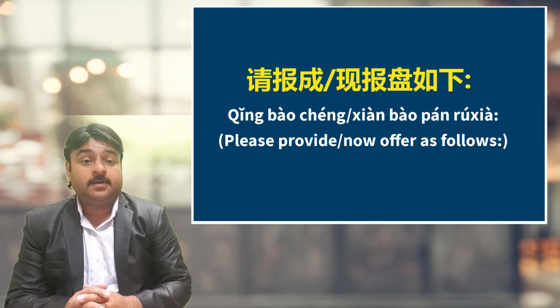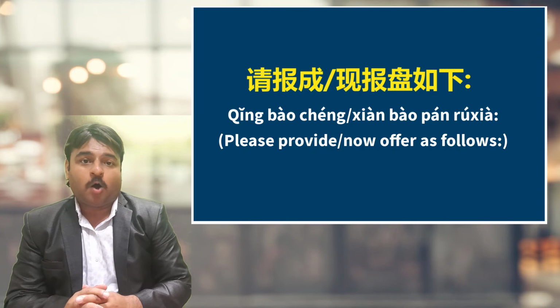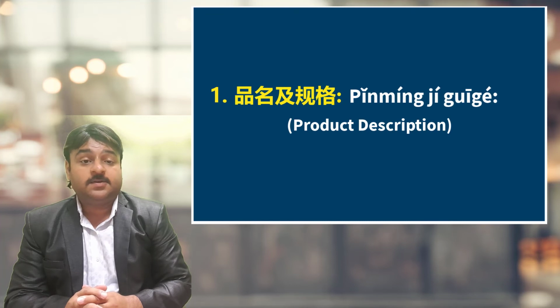So if we are writing an inquiry email for a product, we say please report. And if we are responding to an inquiry email, we write present offer is as follows. Again, we write this letter in bullet format so as to avoid grammar errors in language. So the first part would be product specification, description and specification. And in front of this we mention the product name and type or quality.